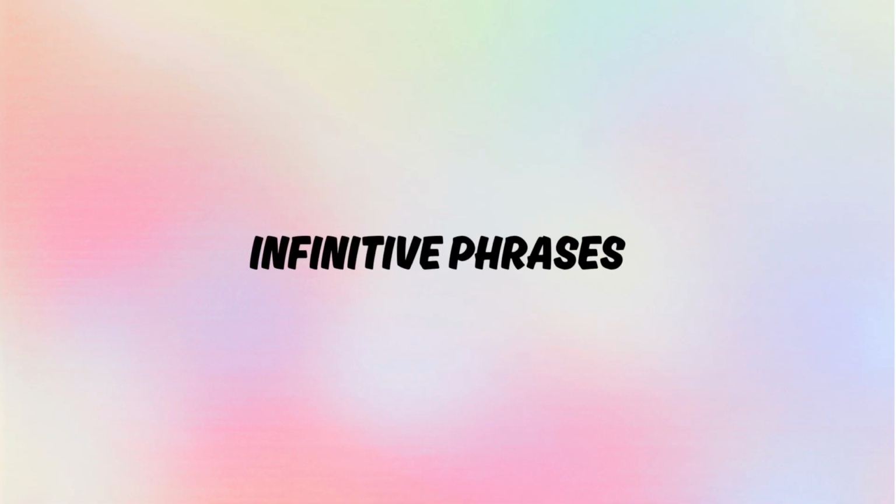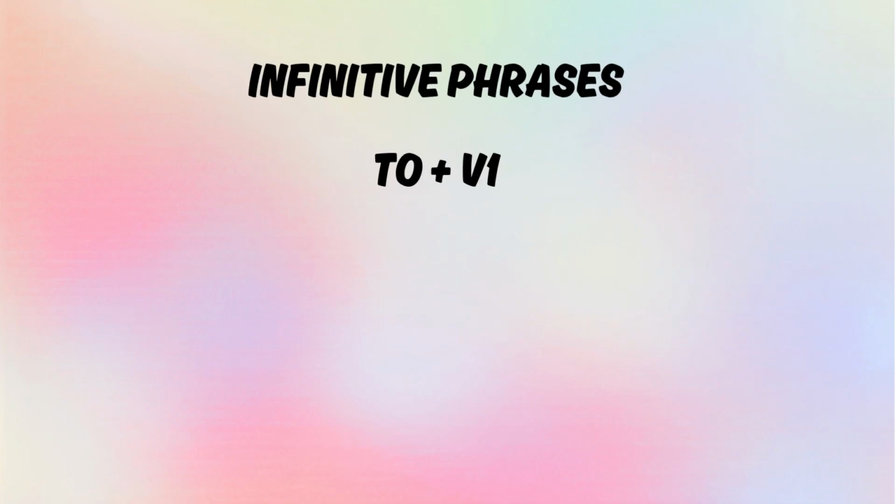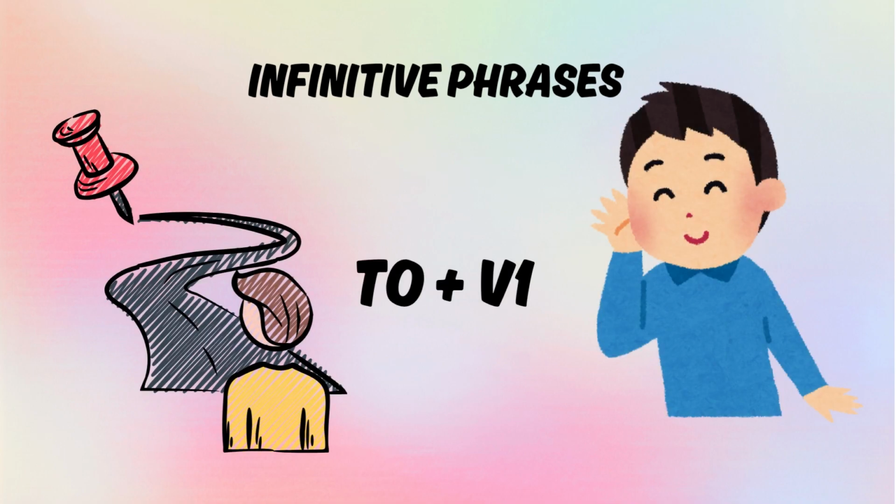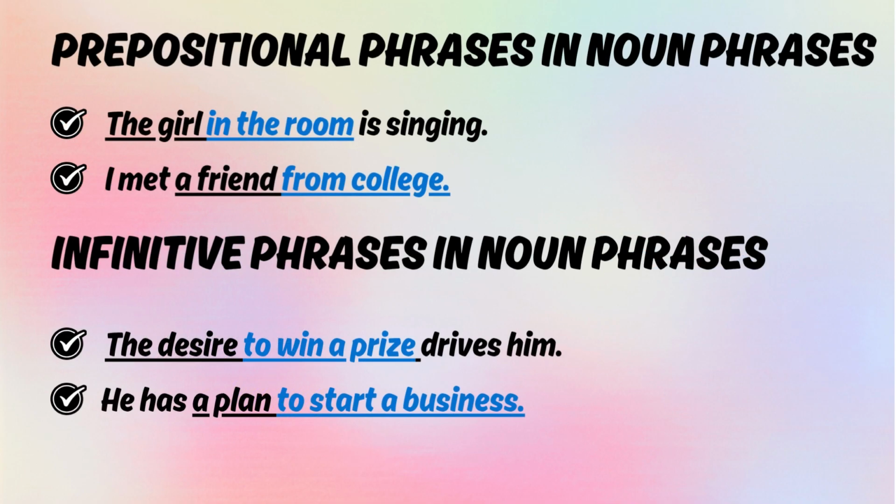Number 2. Infinitive phrases. These usually start with to plus the first form of the verb and tell us purpose or intent, like a desire to win a prize. It tells us more about the desire. It tells us about a purpose or intention.